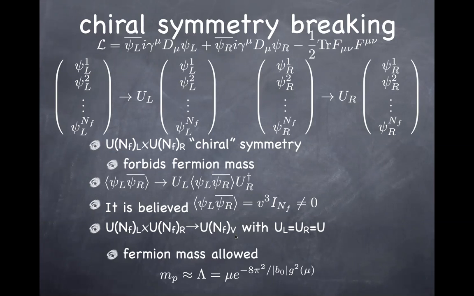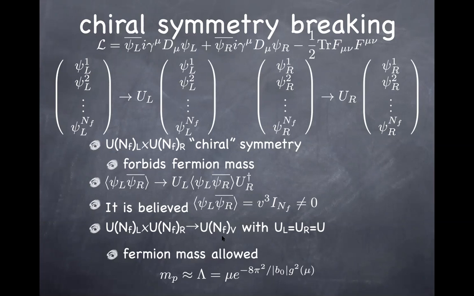All right, so if this picture is correct, then immediately you have a prediction. Once you have spontaneous symmetry breaking of a global symmetry, you need to have Goldstone bosons. U(N_F) left has a symmetry with N_F squared generators. U(N_F) right also has N_F squared generators. The unbroken symmetry is U(N_F) vector, which also has N_F squared generators. So I have N_F squared plus N_F squared minus N_F squared broken generators. And therefore, you would expect N_F squared Goldstone bosons.